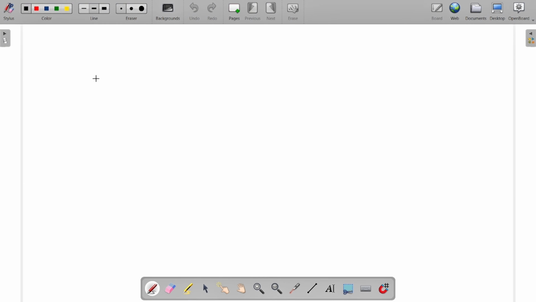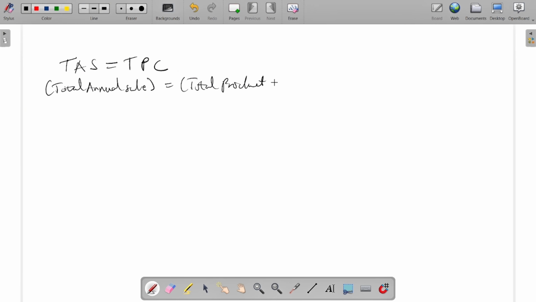And we also have a concept in economics which we call the break-even analysis. What you have to know is that at break-even, the total annual sales will be equal to the total production cost. That's what we call the break-even analysis.